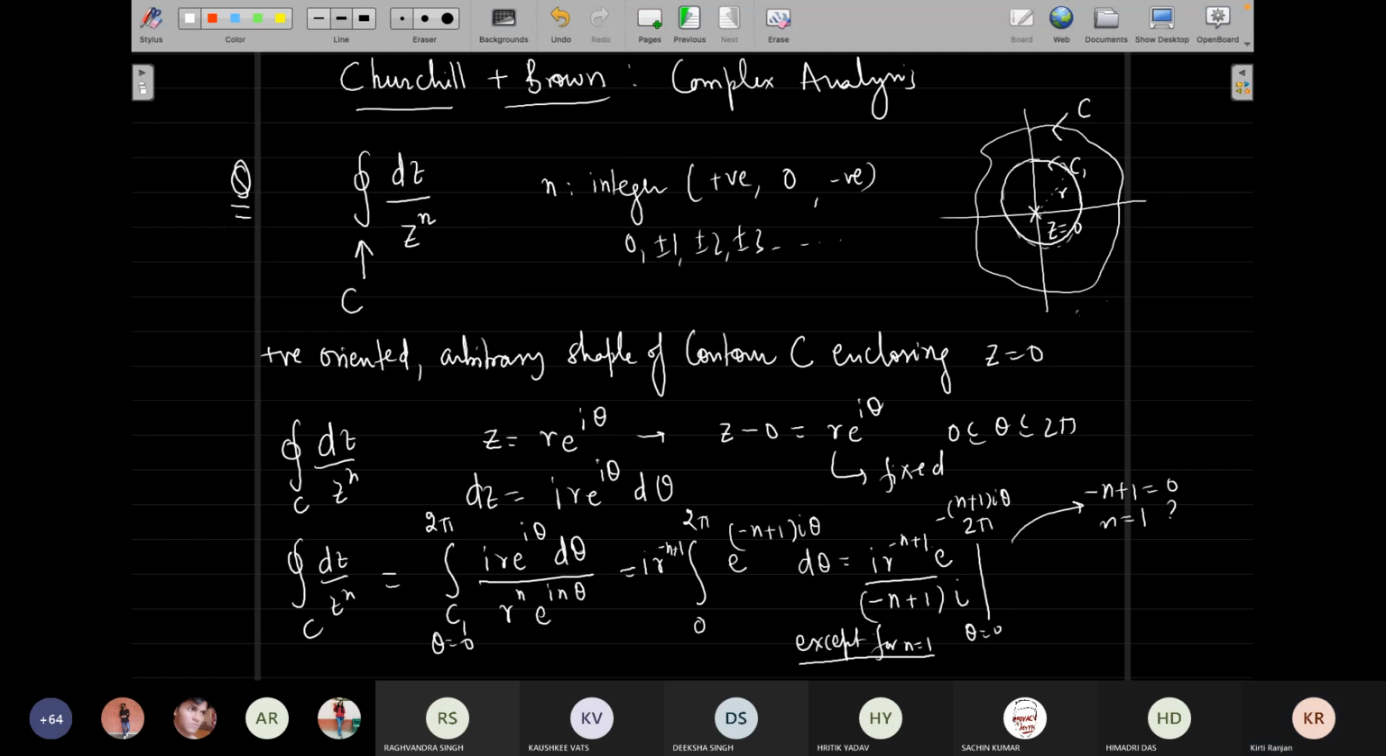What will be the result? Evaluating at θ from 0 to 2π, with n an integer, it is 0. Because your θ goes over 2π and you multiply it by any integer, you are again going to get an integral multiple of 2π. You are not going to get anything like π by 2, since it's an integer that is increasing. So you just put the value of n other than 1, and this result turned out to be 0. This is interesting, except for n equal to 1.